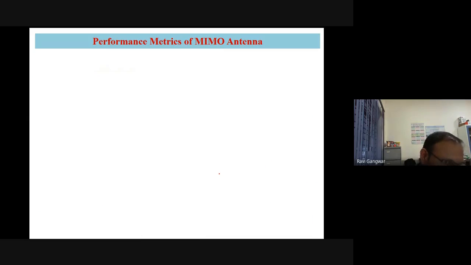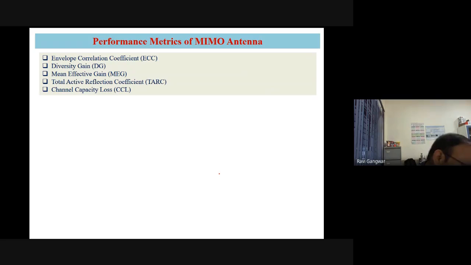Now, the performance metrics of MIMO antennas. Whenever we have two different systems, you have to specify some parameters on the basis of which you can compare them. By using these values, you can check whether a system is useful for a practical application or not. We can judge the performance of a MIMO system based on these five most important parameters: envelope correlation coefficient, diversity gain, mean effective gain, total active reflection coefficient, and channel capacity loss.